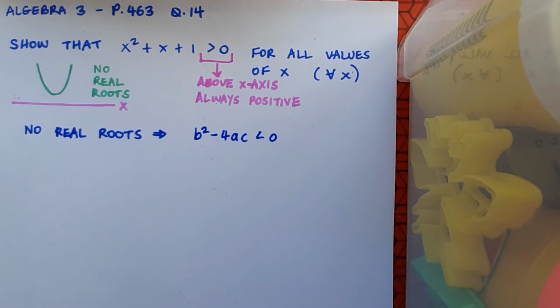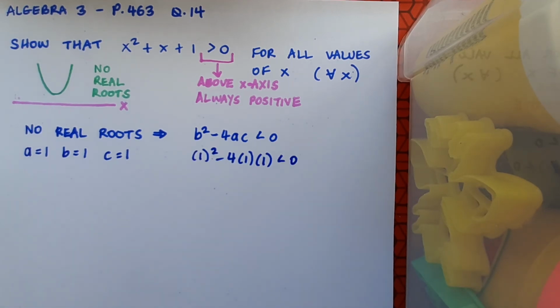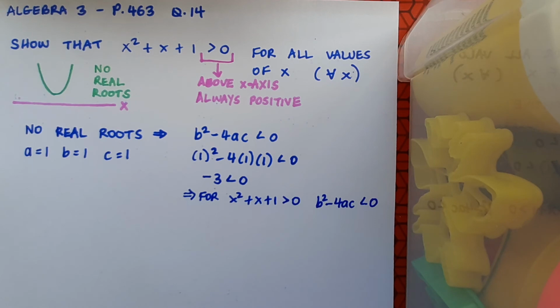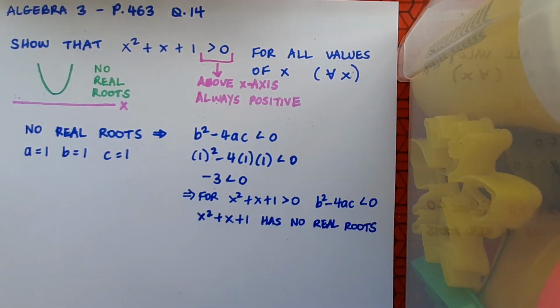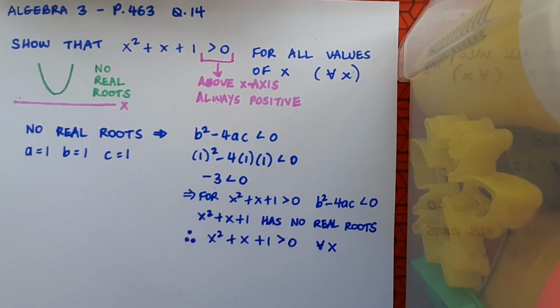So that's actually what we want to really work on. We want to get our a, our b, and our c from our quadratic and substitute them into this particular inequality. So a is 1, b is 1, and c is 1. We substitute it in and simplify, and we get that minus 3 is less than 0. And this is a true statement. So this tells us that for this particular quadratic, b squared minus 4ac is less than 0, which tells us that this quadratic has no real roots. So we can state that therefore x squared plus x plus 1 is greater than 0, or above the x-axis, for all values of x.